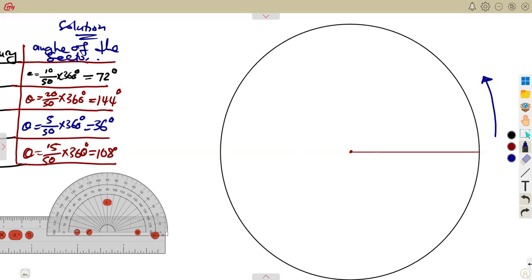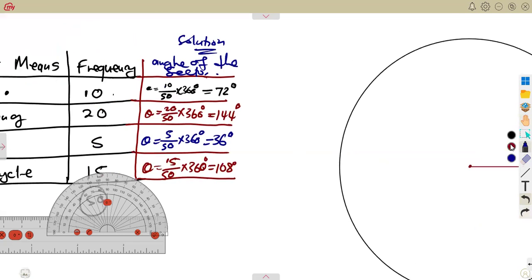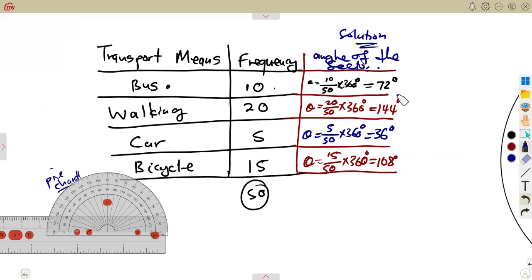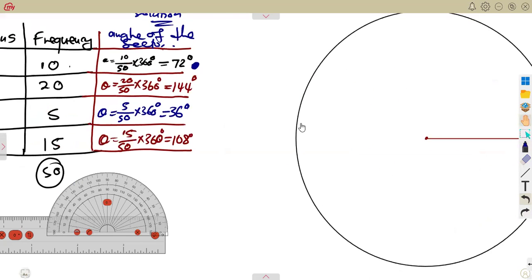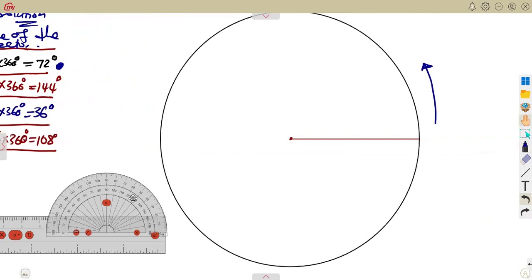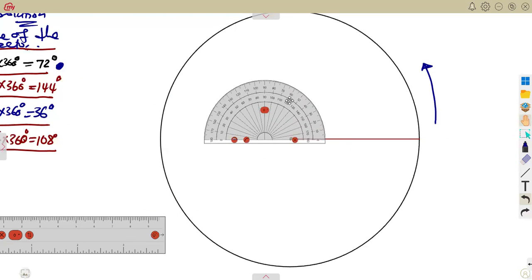All right, so let's start with the first one. The first one is given, the means of transport, which is by bus, and the angle that we calculated is 72 degrees. So I'm supposed to measure 72, not to construct, but to measure 72 with our protractor.